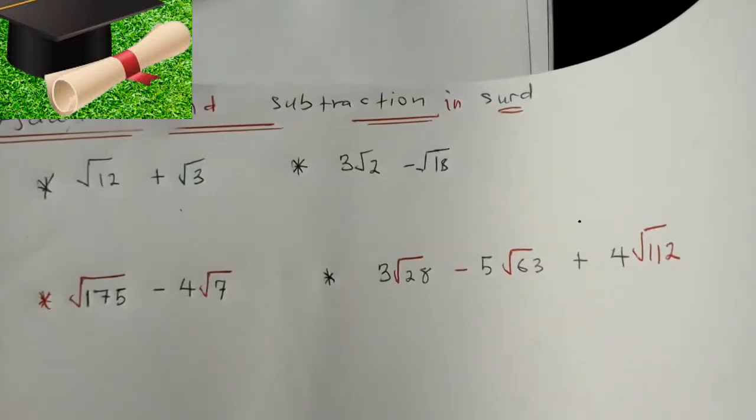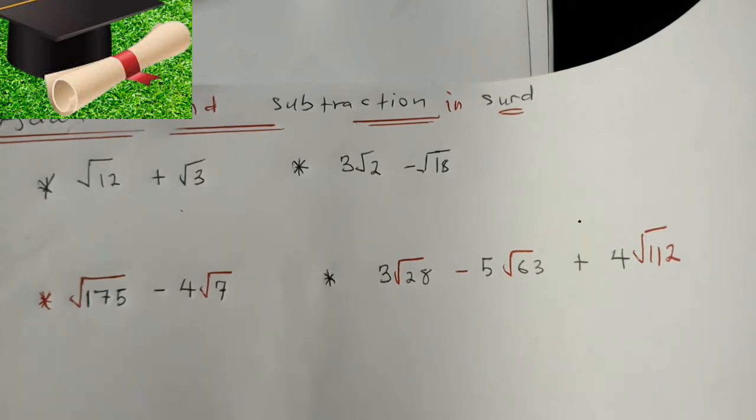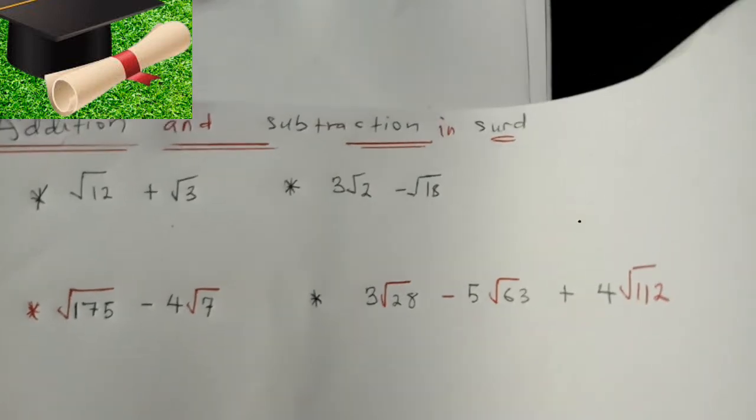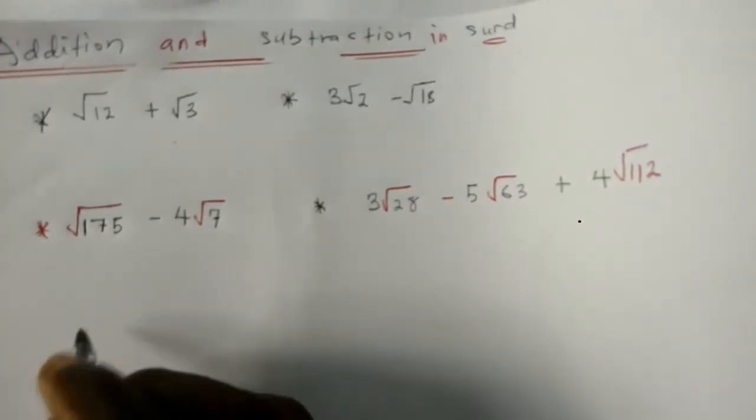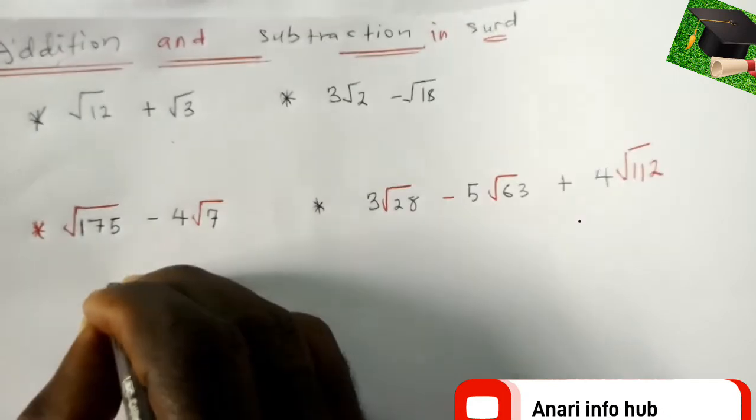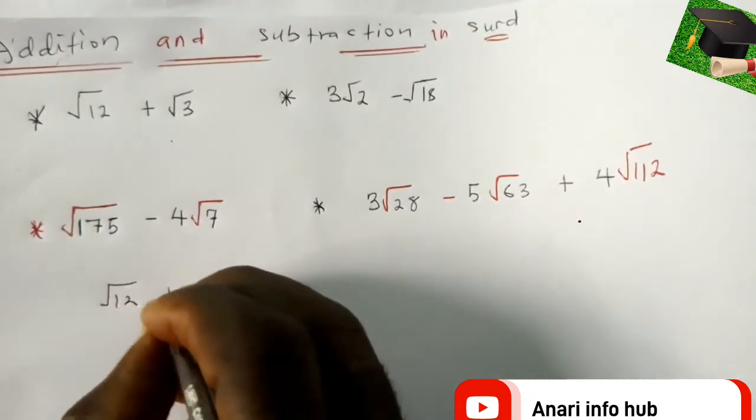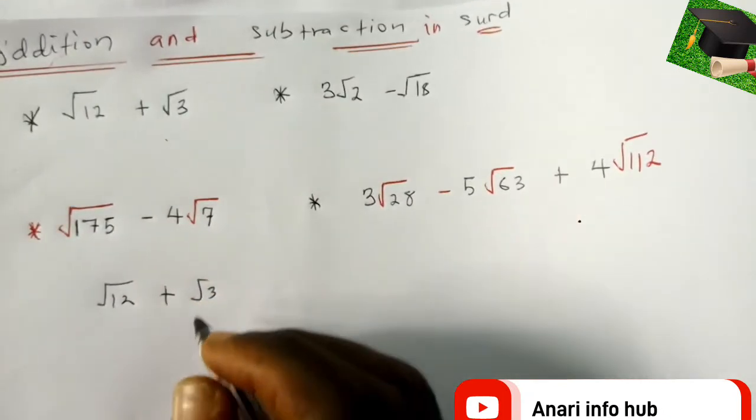Today's video, we shall be looking at addition and subtraction in surds. The first question says root 12 plus root 3.